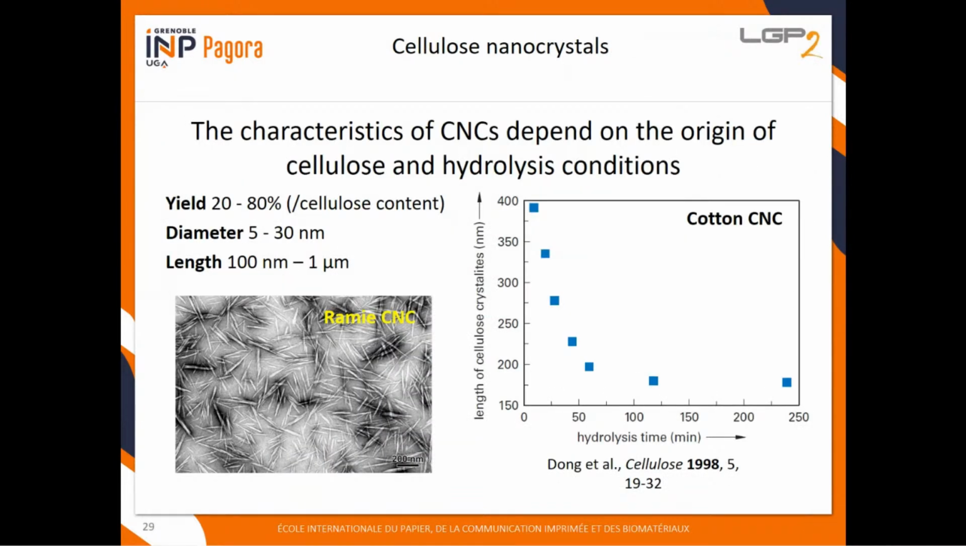The characteristics of these cellulose nanocrystals depend on the hydrolysis conditions, of course, but also on the source of cellulose. The yield ranges between 20 and 80%, so it mainly depends on the crystallinity of the starting material. The diameter is between 5 and 30 nanometers, and the length ranges from 100 nanometers to 1 micron. You can see the aspect of these nanocrystals. Here they were extracted from ramie fibers, and you can see that they consist of straight nanorods or rod-like nanoparticles with a high aspect ratio.